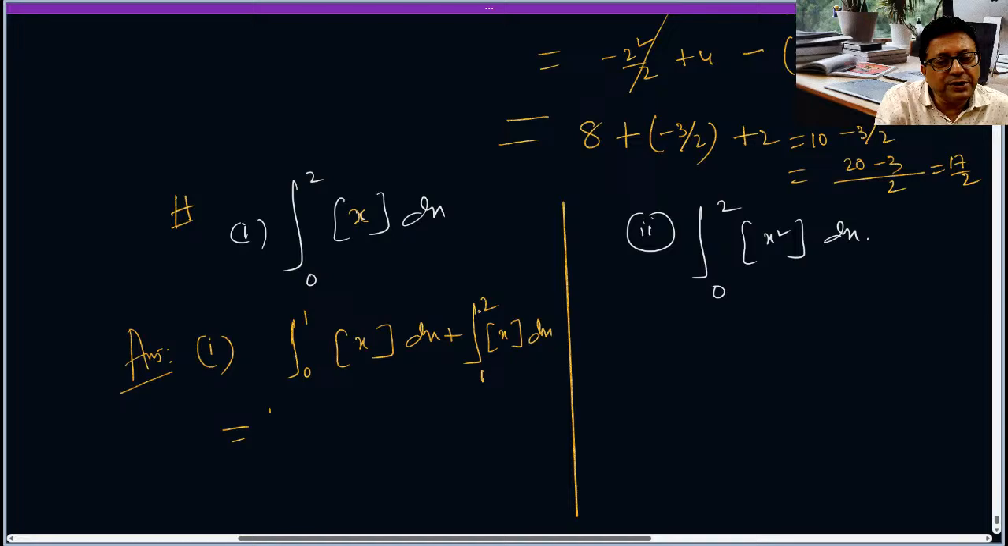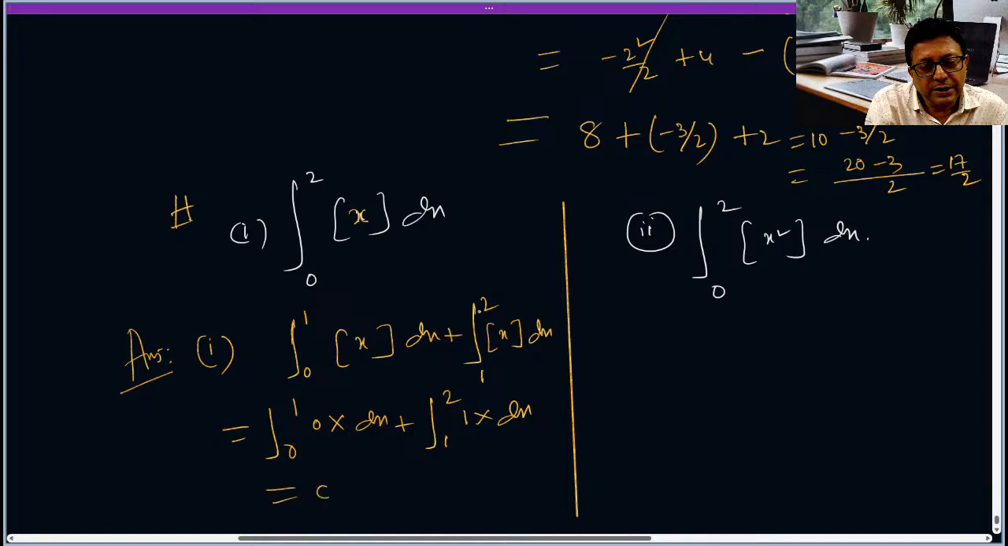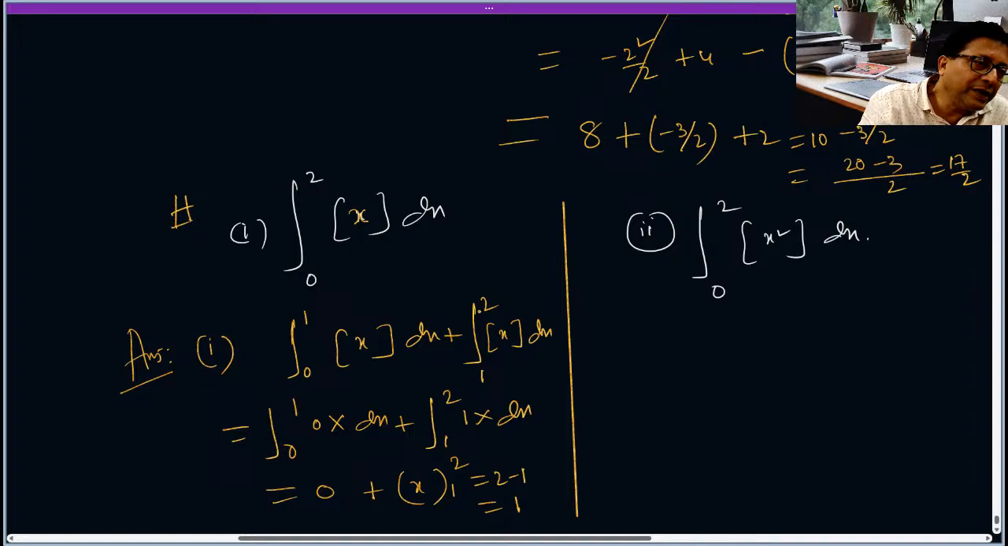So just put the value there. 0 to 1, 0 into dx. 1 to 2, 1 into dx. X from 1 to 2. This is equal to 1. Clear?